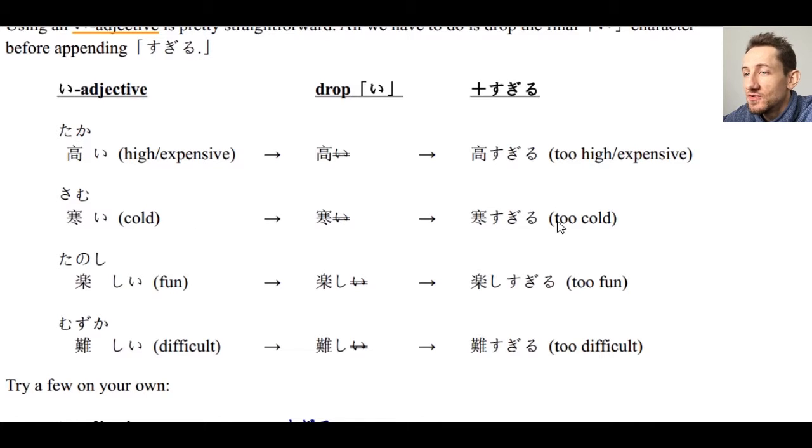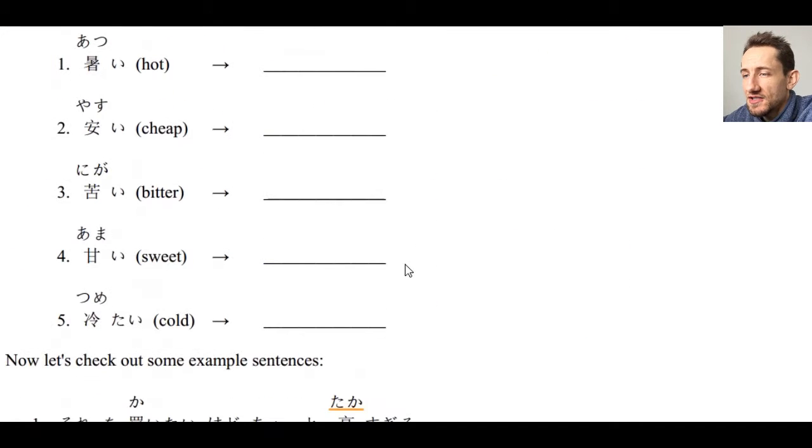寒い, 寒すぎる. 楽しい, 楽しすぎる, too much fun. 難しい, 難しすぎる. So too difficult, too hard. So that's it. Drop e and add すぎる. 高すぎる, 寒すぎる, 楽しすぎる, 難しすぎる. So now I want you guys to try some on your own.